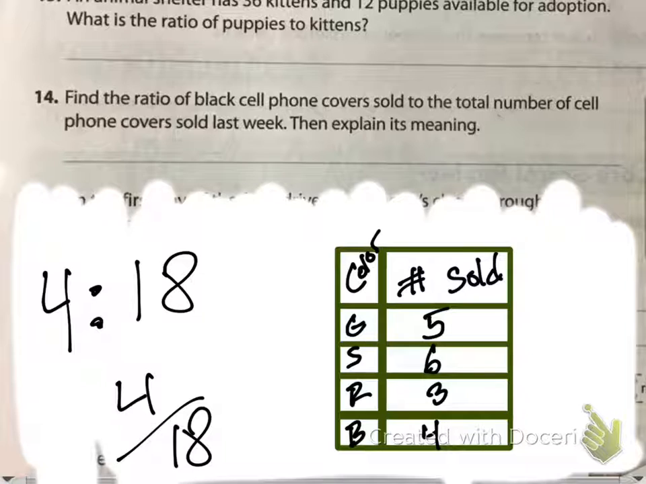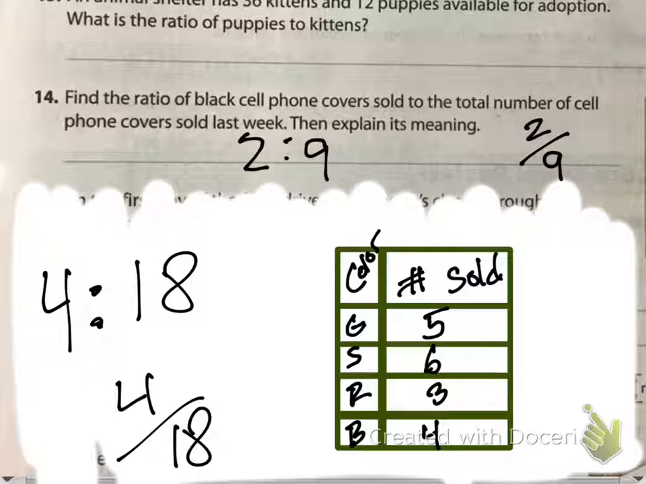So first, 4 and 18. What's the first number you think of to divide by? 2, right? By the way, that's the greatest common factor. But even if you didn't know that, if there's 2 even numbers, just keep dividing by 2. It's harder to think, oh, does 4 go into this? Does 6 go into this? Just keep dividing by 2. What's 4 divided by 2? 2. What's 18 divided by 2? 9. So we would get 2 to 9 or 2 over 9.